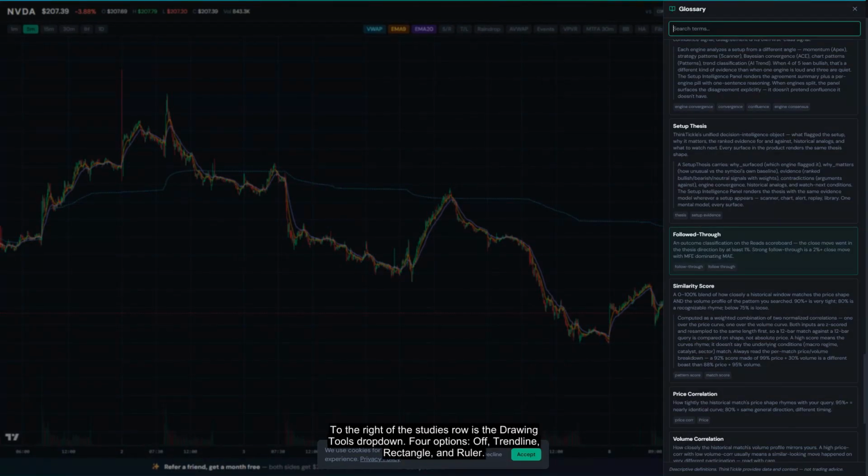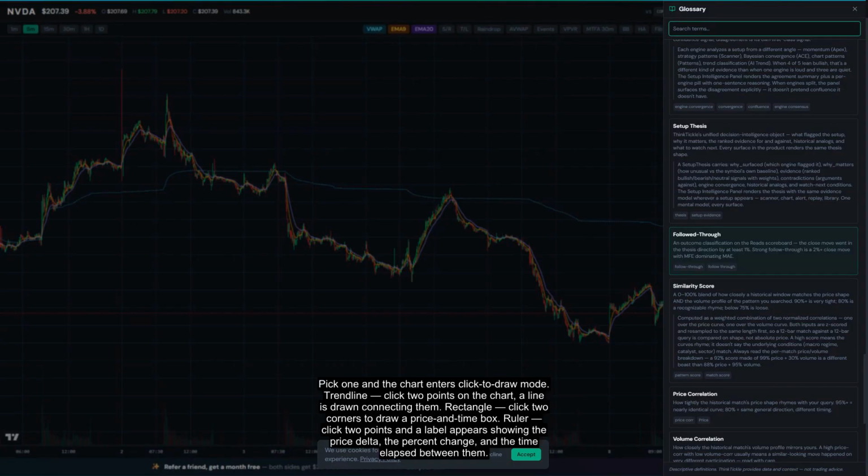To the right of the Studies row is the Drawing Tools drop-down. 4 options: Off, Trendline, Rectangle, and Ruler. Pick one and the chart enters Click to Draw mode.